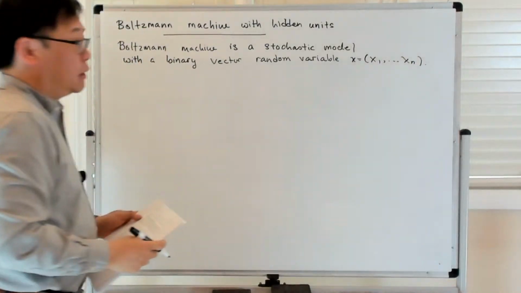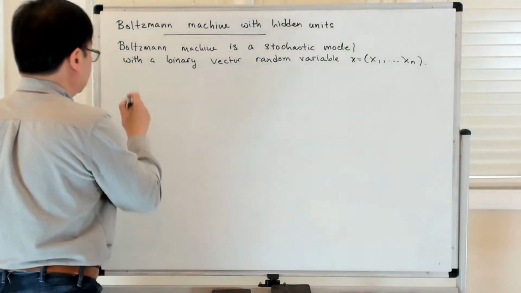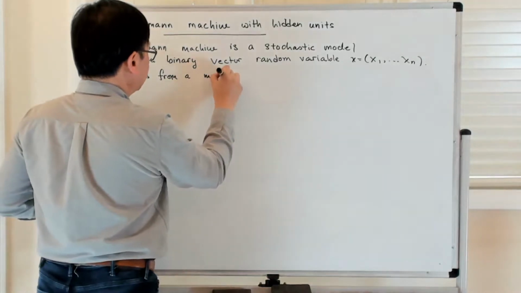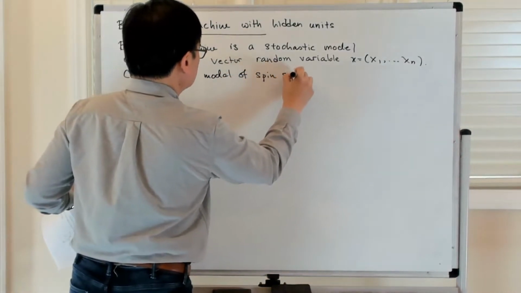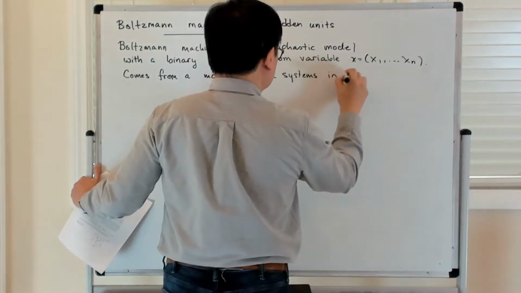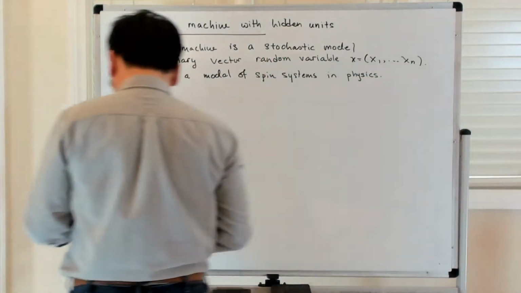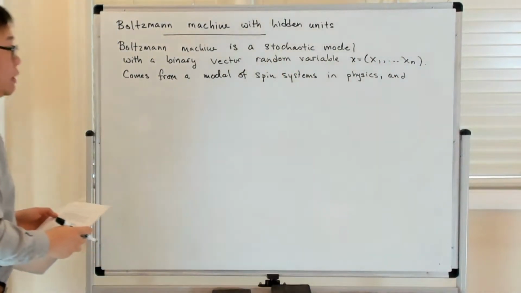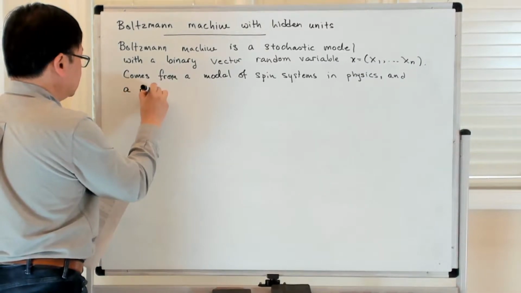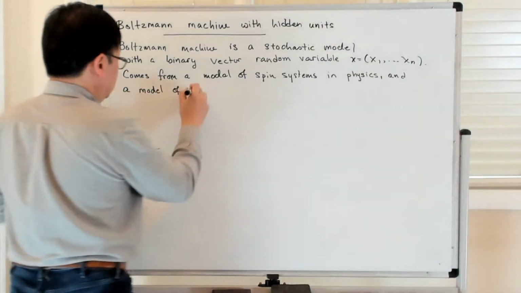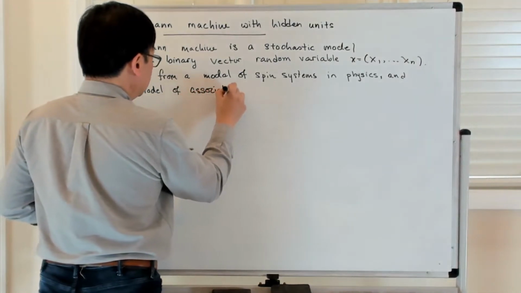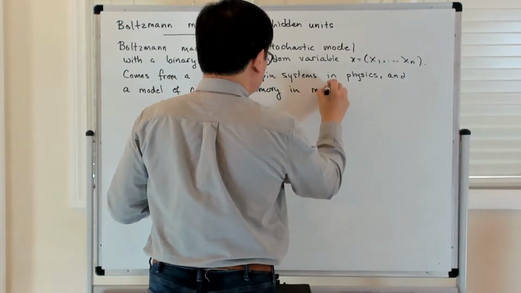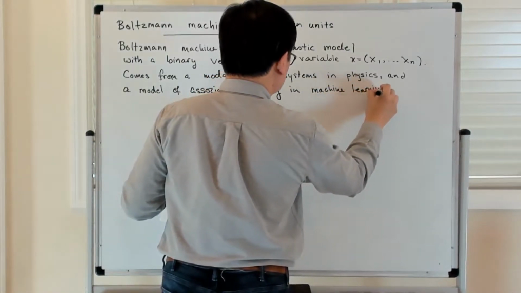This comes from a model of spin systems in physics, and it's also a model of memory in machine learning.